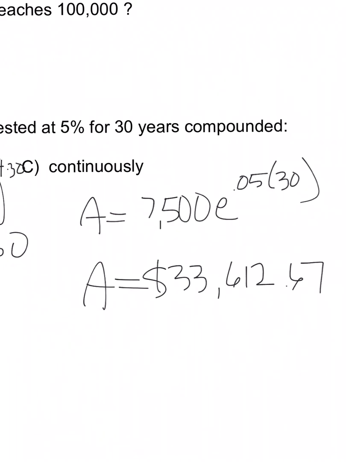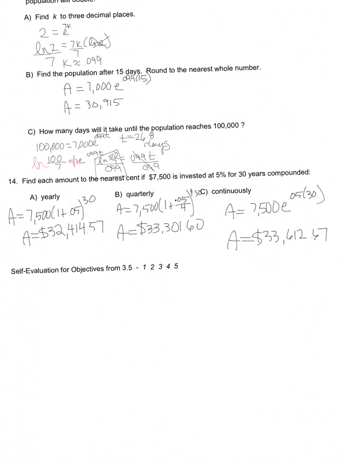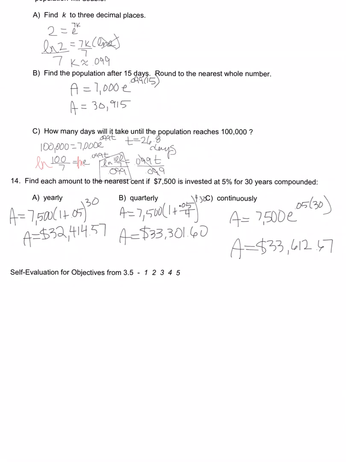$33,612.67. Now, just a quick thing, if you note on all of those, you notice there's really not much difference. If you're investing $7,500 over 30 years, the difference is a matter of a few hundred dollars on all of those. What you see is the way that it's compounded is really not what's going to make a significant difference. What's going to make the biggest difference, long story short, is the rate. So the higher the rate, the better the return.